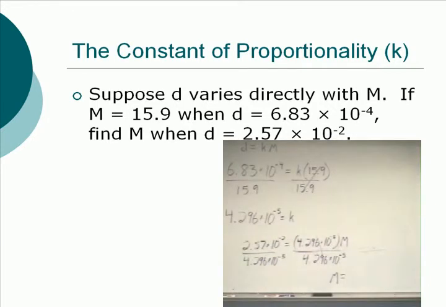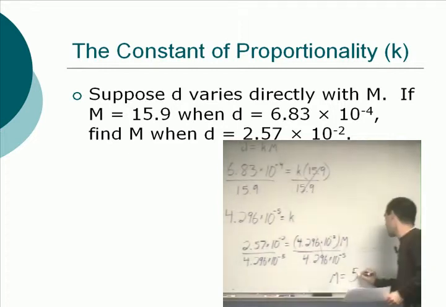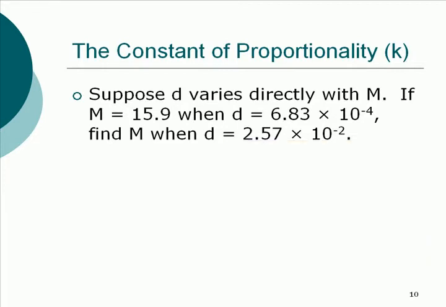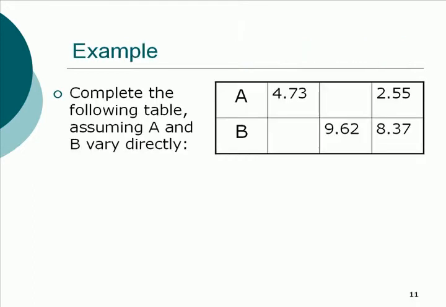2.57, that's our value of D, times 10 to the negative second, divided by K value. M turns out to be, anybody get that? 598. Keeping with 3 significant digits, our values there are given with 3 sig figs, so we keep 3 sig figs. So M is 598, and we're done. We found the value of M. So it wouldn't even matter which one we're solving for. Okay, let's do one more, and then we're going to move on to inverse variation.